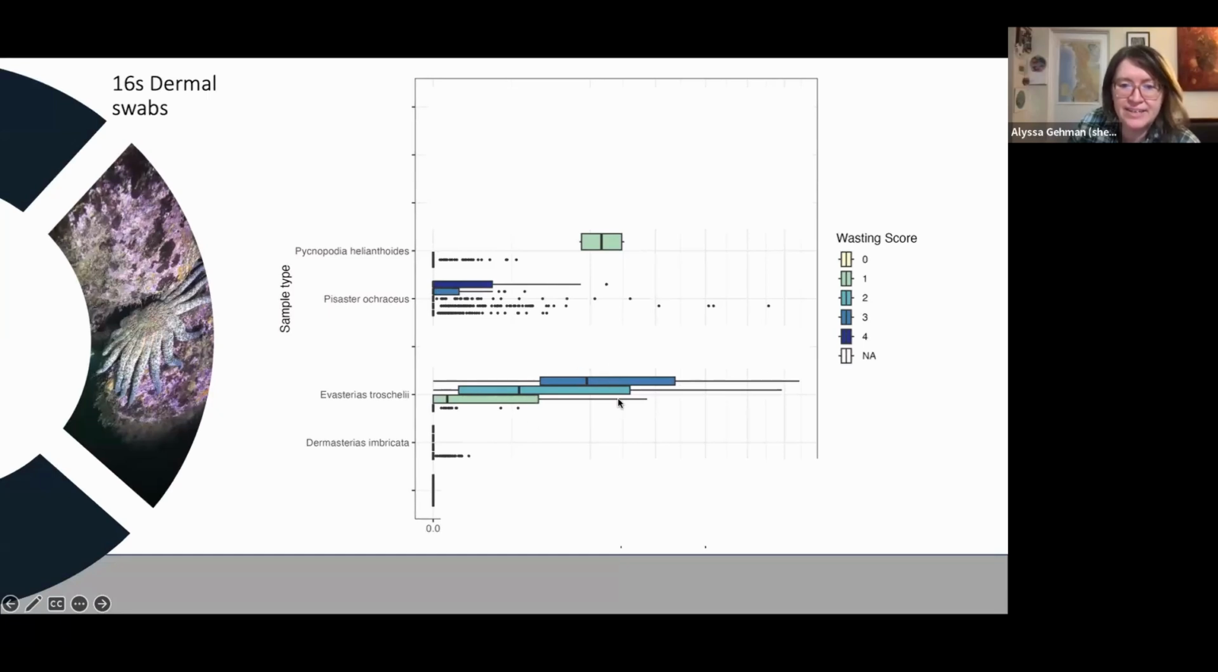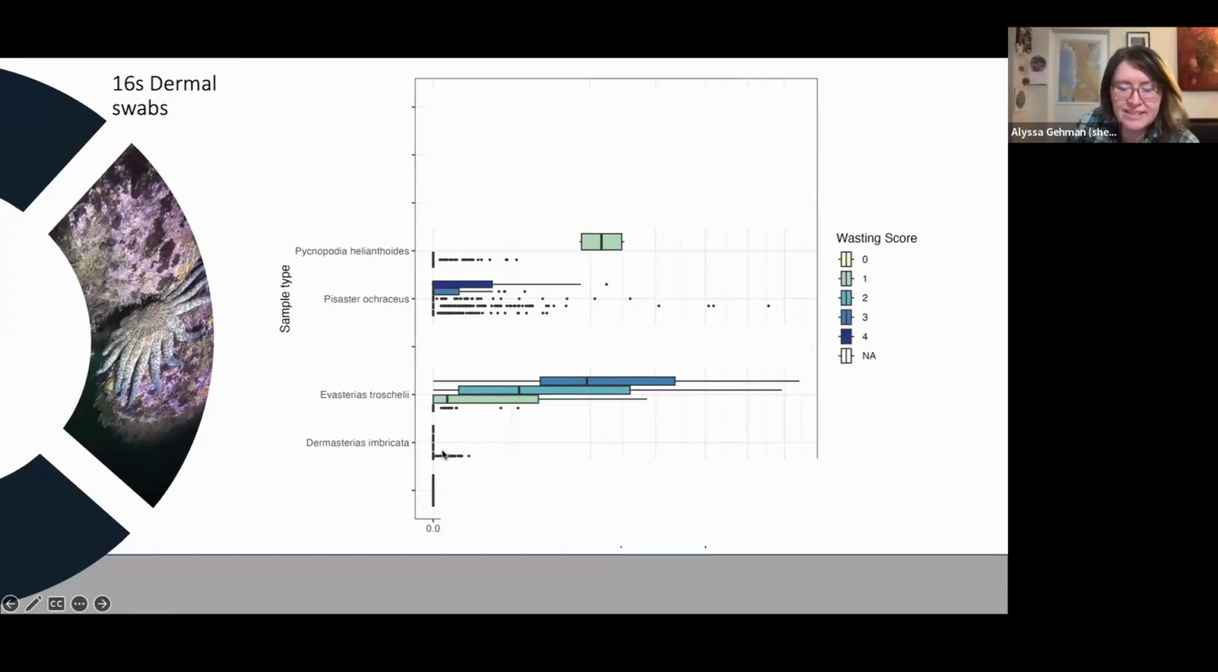And then interestingly down here, this is the mottled star, Asterias troscelli. I think it's really interesting that as you go, this is going more and more diseased up in these colors, you see more and more VPEC in those reads. So again, really suggesting that VPEC is causing disease there too.